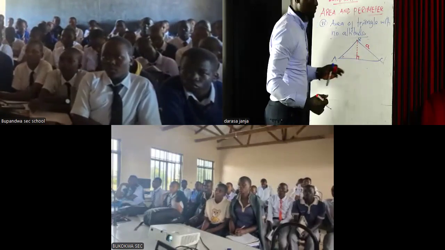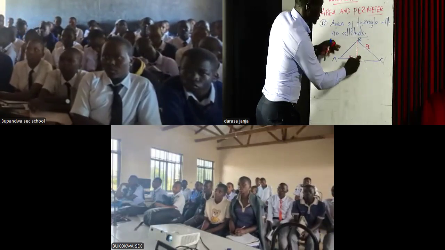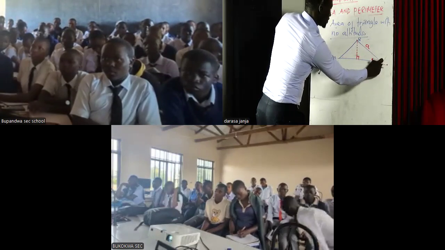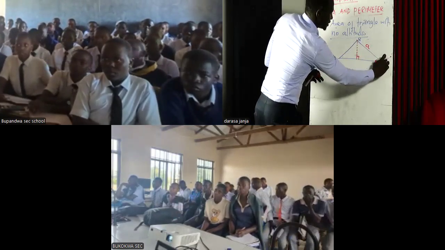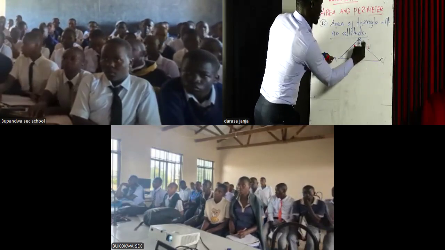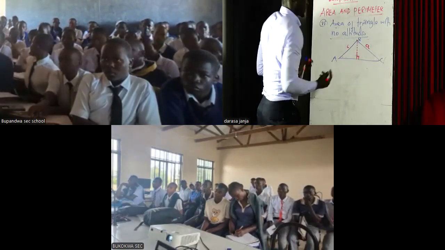And if you need to use this, you need to know the length of this one by using a small letter. This is C, so it is facing this side AB. Kwa hiyo hii tutatumia small c.